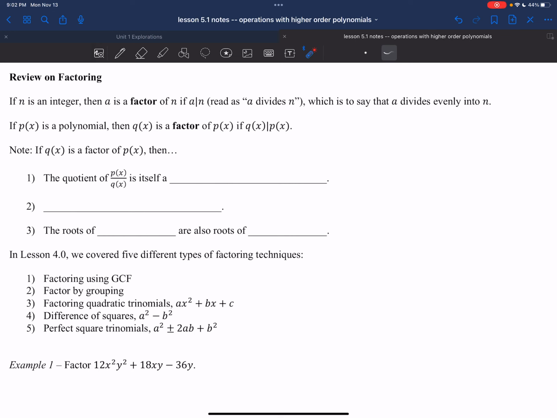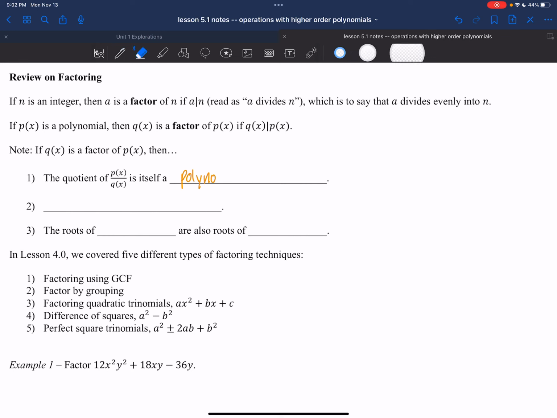Now, a few things to note. I wish I hadn't told you to skip forward because this is important. Anyway, the quotient is the result of division, right? The quotient of P of X over Q of X is itself a polynomial. This is true.